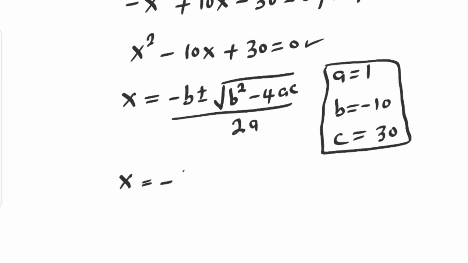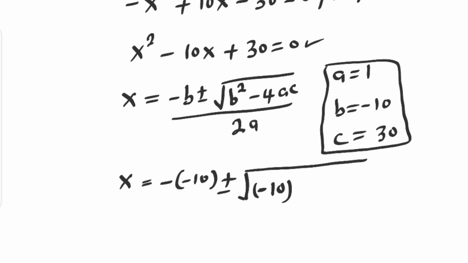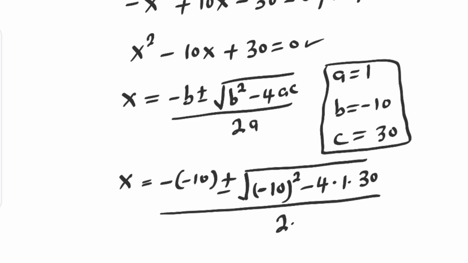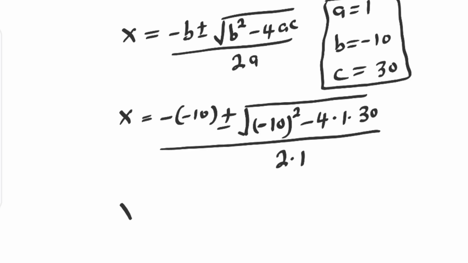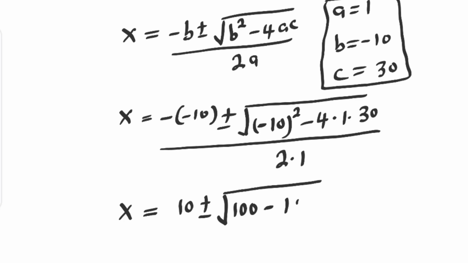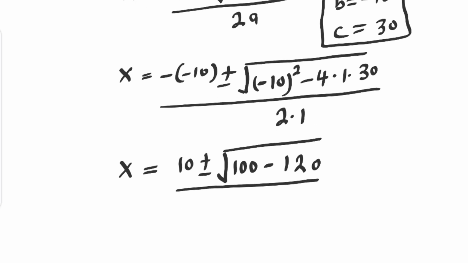x is equal to minus bracket minus 10 plus or minus square root of minus 10 squared minus 4 multiplied by 1 multiplied by 30 over 2 multiplied by 1. x is equal to 10 plus or minus square root of minus 10 squared, that is 100, minus 4 multiplied by 1 multiplied by 30, that is 120, over 2 multiplied by 1, 2.